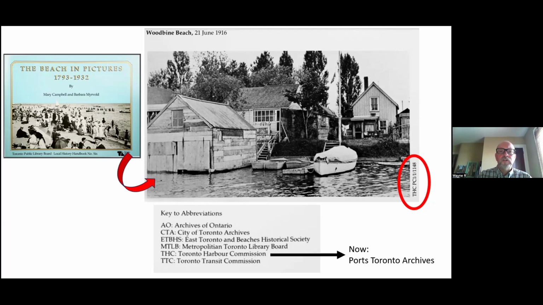And I want to show you this one image drawn from the Beach in Pictures because it has circled this weird set of letters and numbers along the right-hand side of the image of Woodbine Beach. THC PC 1-1-1148. That actually is the archival citation, the accession number for this image. And the question is, well, where's it from? Well, at the beginning of the book, there's a key to abbreviations, and THC stands for Toronto Harbor Commission.